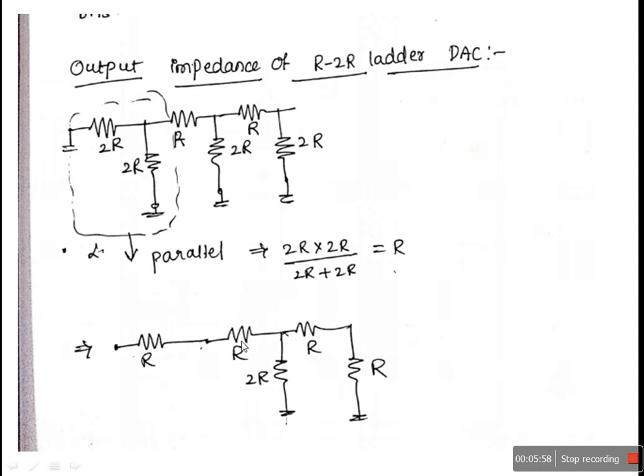Again these two resistors are connected in series. So whenever two resistors are connected in series, the equivalent impedance is nothing but the addition of those two resistor values. That is nothing but R plus R, which is 2R, and this 2R is in parallel with the 2R. So what is the equivalent resistance?